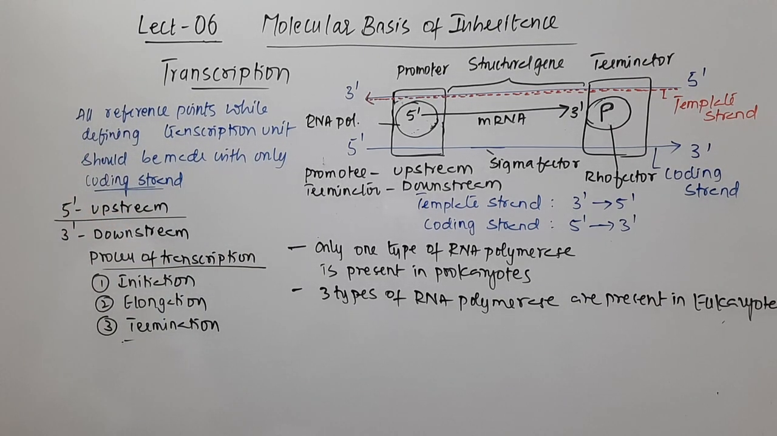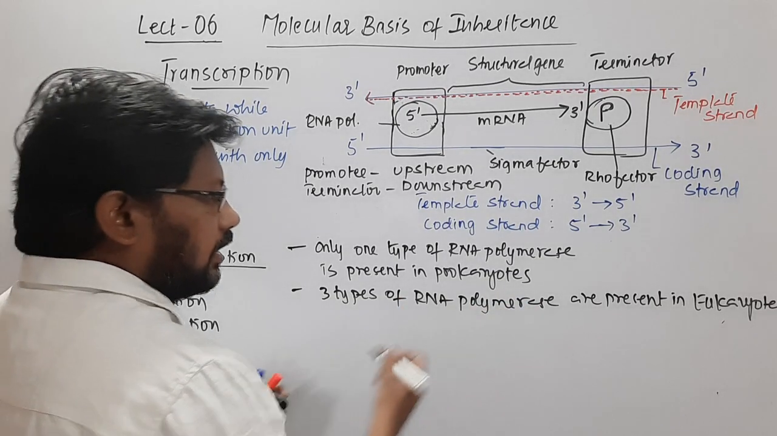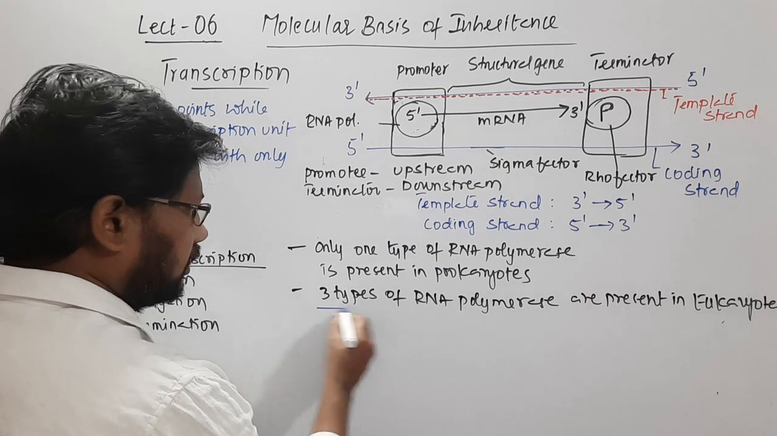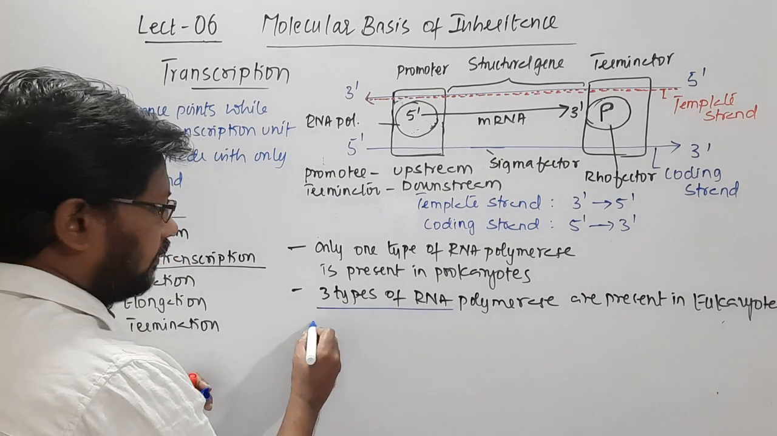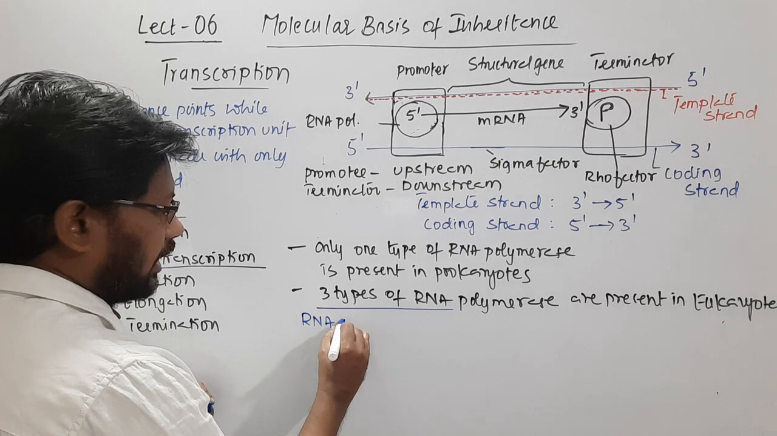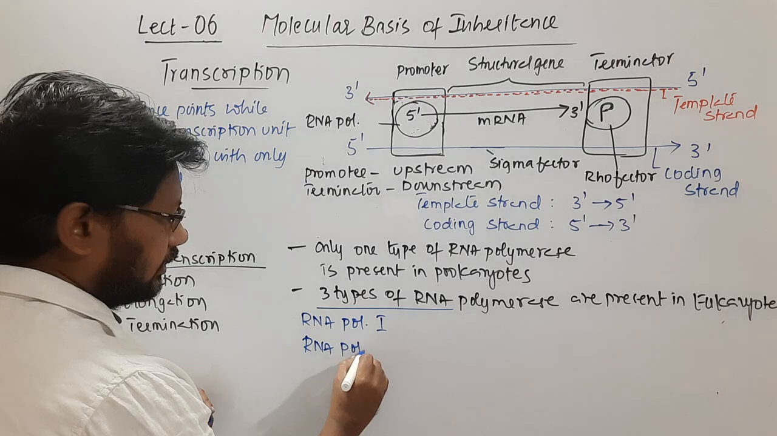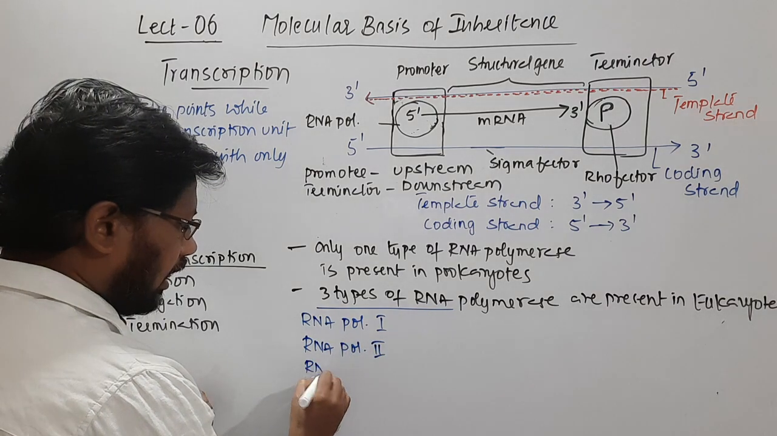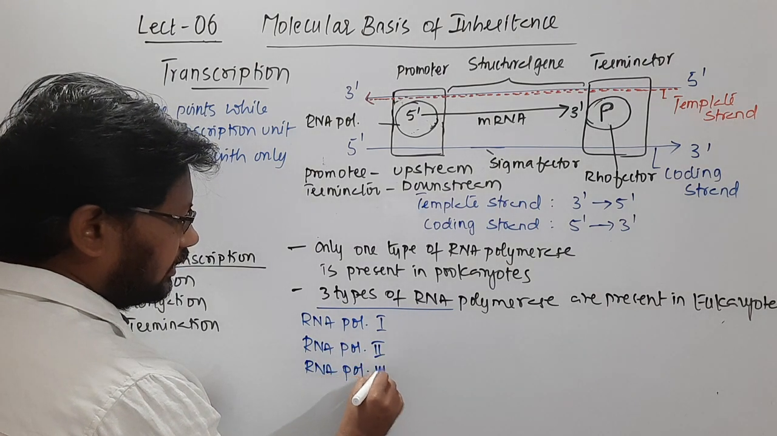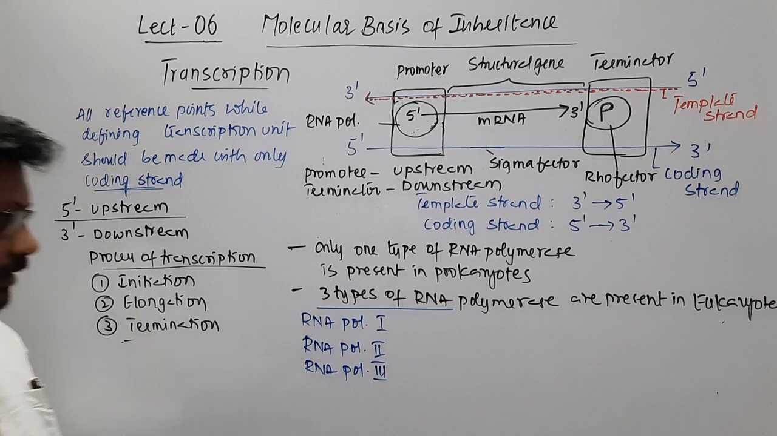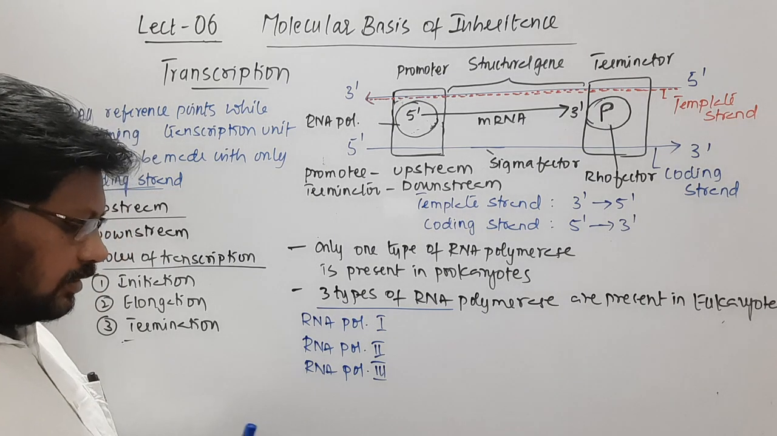So let's see, in these eukaryotes, as I mentioned, there are three types of RNA polymerase: RNA polymerase 1, RNA polymerase 2, and RNA polymerase 3. So these are three types of RNA polymerases in eukaryotes. Now let's see what they are going to transcribe.